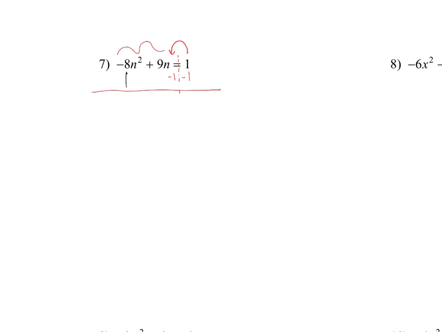And then we're going to bring everything else down. So I have a -8n squared, a +9n, and now I can bring my -1 down. And 1 minus 1 is 0. So now I'm set equal to 0. Okay? So now I'm going to use this quadratic equation to label my A, B, and C. So A equals -8. B equals a +9. And C equals a -1.